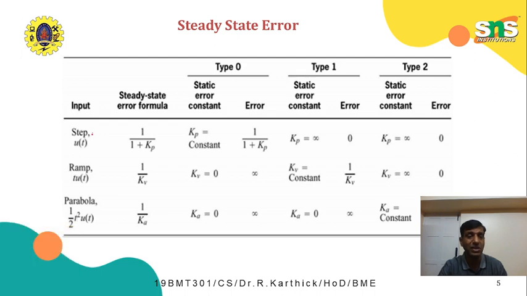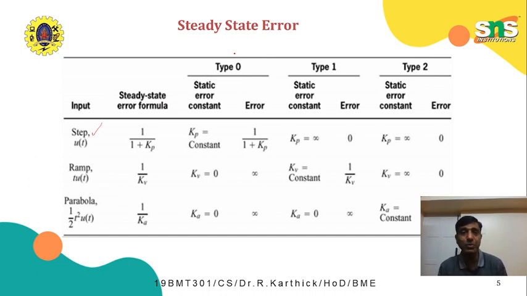Consider the input is a step input. Now we know the steady state error formula is 1 divided by 1 plus Kp. Now Kp is going to be a constant if the system is a type 0 system. We know the type number is the number of poles at the origin. That indicates the type number of the system.